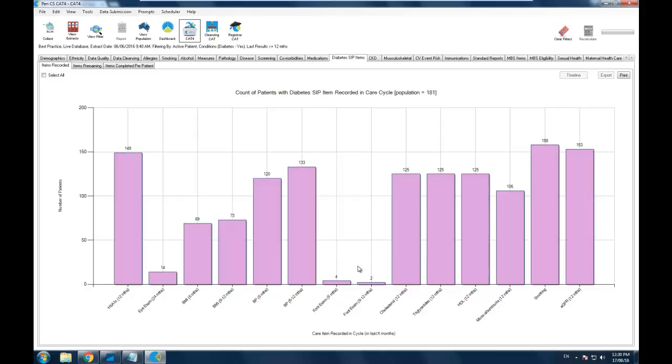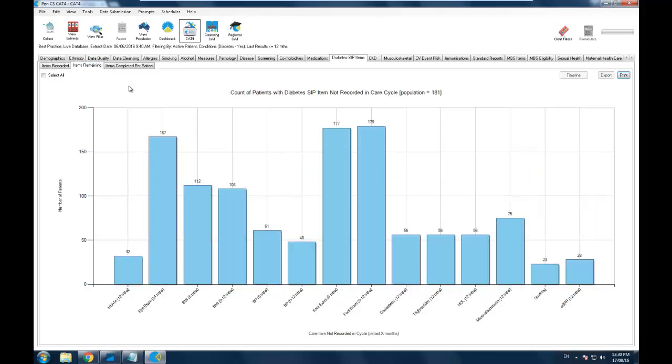But that's something that we might add in the future, that if that podiatry box is ticked, it will count as a foot exam as well. Currently it does not. The second tab in here is just the opposite. So the items remaining, you can see only 2 people had a foot exam done in the last 12 months.